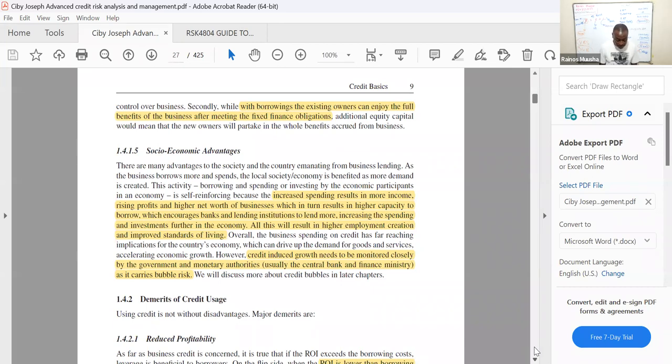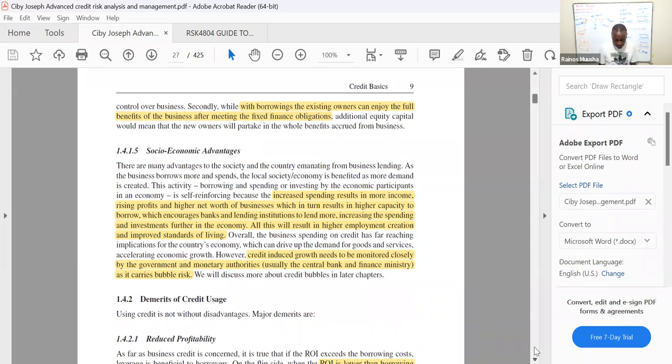So this activity, borrowing and spending or investing by the economic participants in an economy, is self-reinforcing because the increased spending results in more income, rising profits, and higher net worth of the business, which in turn results in higher capacity to borrow, which encourages banks and lending institutions to lend more, increasing the spending and investments further in the economy. So all this will result in higher employment creation and improved standard of living.